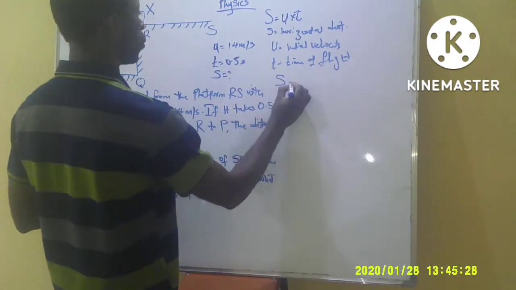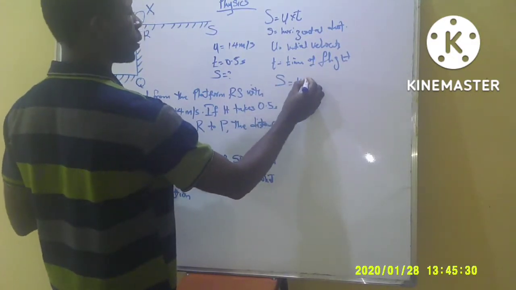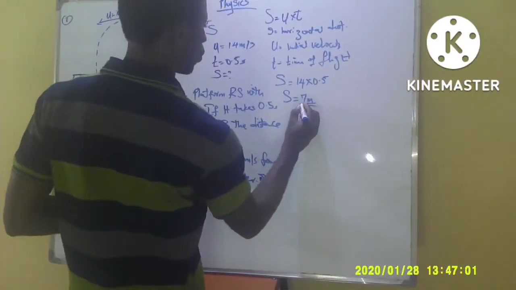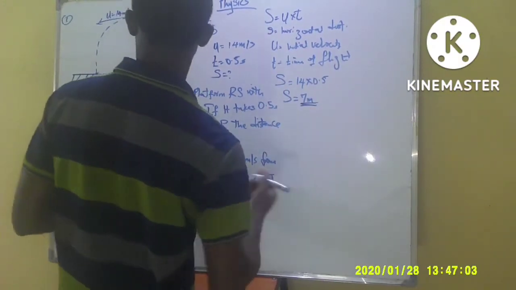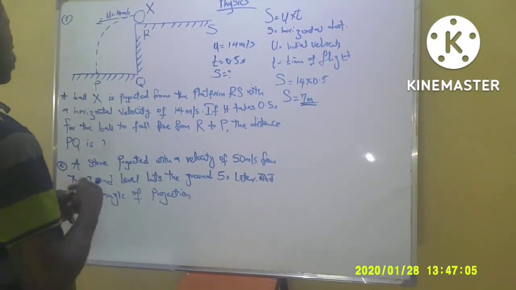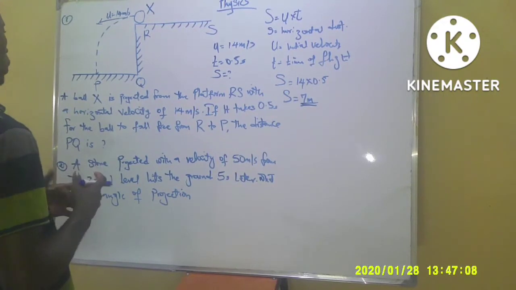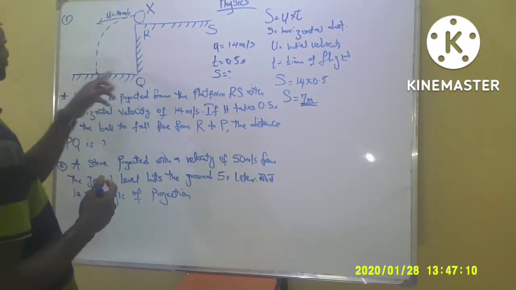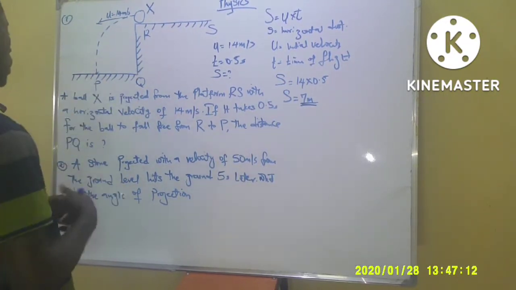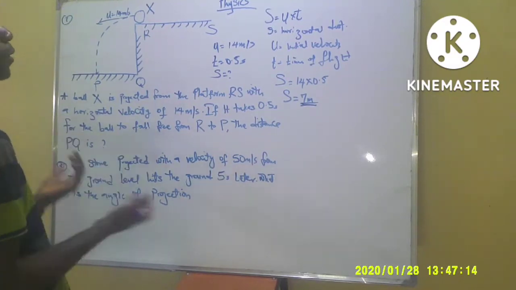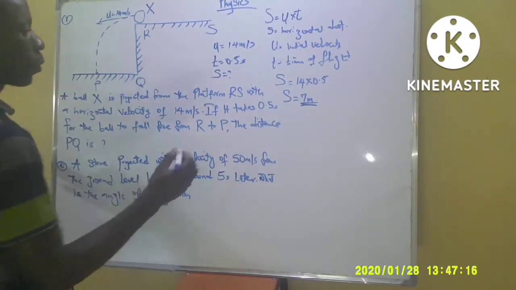So let's just substitute the formula. So x is equal to what? 14 times 0.5. x is equal to 7 meters. It's very simple and straightforward. So the distance from here to here, which is actually the range, is 7 meters. There is no need of using an angle here, so let's go to the second question.